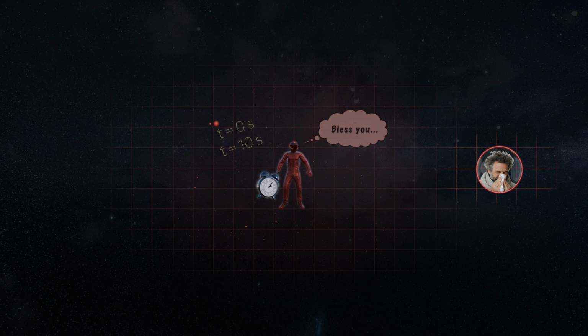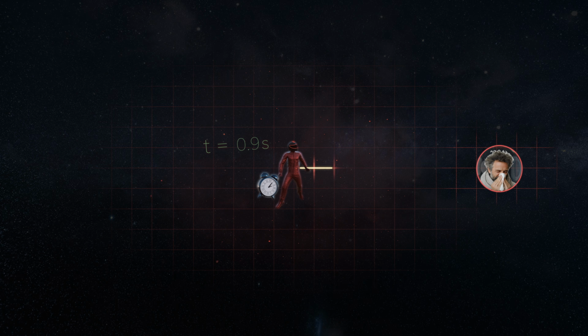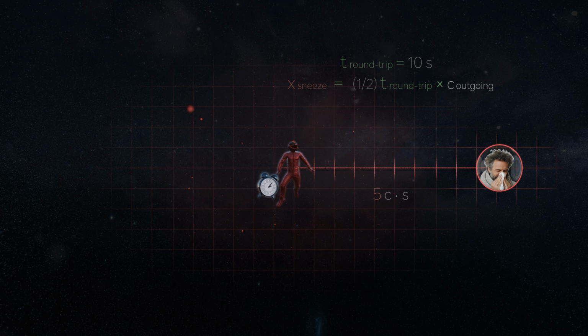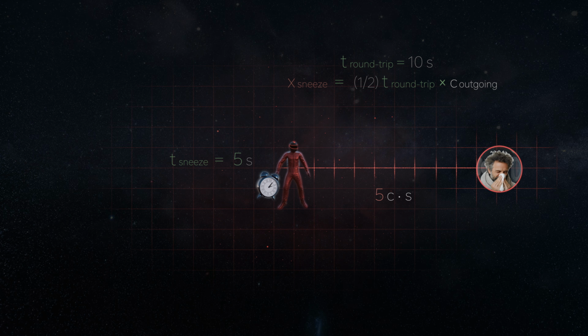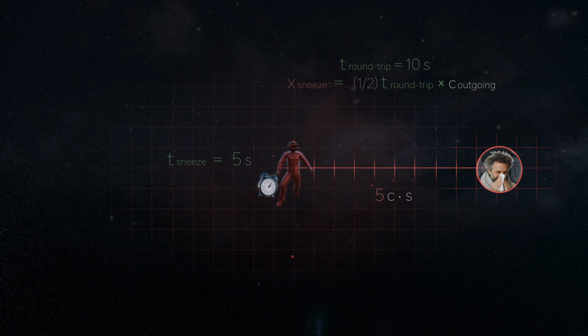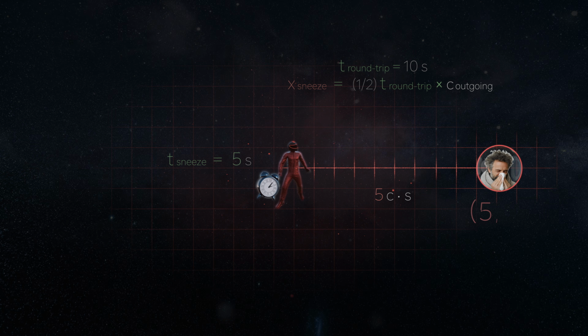According to Einstein's theory, your only option is to assume that the light signal you sent out spent half the total trip time traveling to its destination and half the total trip time traveling back. Meaning in turn that you are required to deduce that your friend's sneezing occurred at a distance of 5 light seconds away, when the time was t equals 5 seconds. The spatiotemporal coordinates you assign to the event of your friend's sneeze are thus 5, 5.